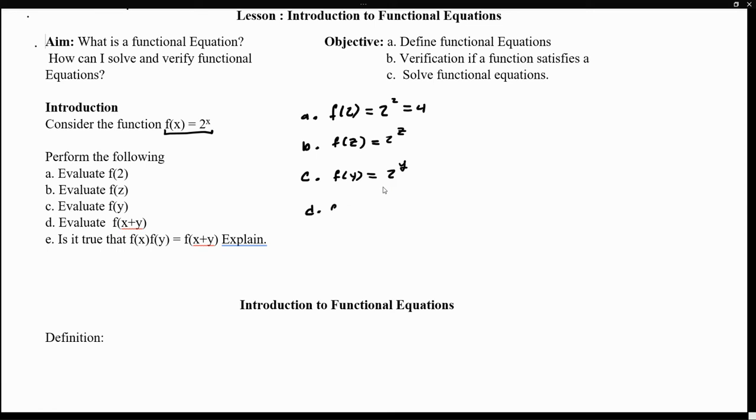Now for d, we want to evaluate it at a whole expression. So what exactly do we mean by this? Well, I'm still talking about function f, but the input is a little bit different. We're going to substitute all x's with the whole expression x plus y. And notice that we just have one x here. So I'm going to go to function f, and every time I see an x, I'm going to substitute it with the whole expression x plus y.